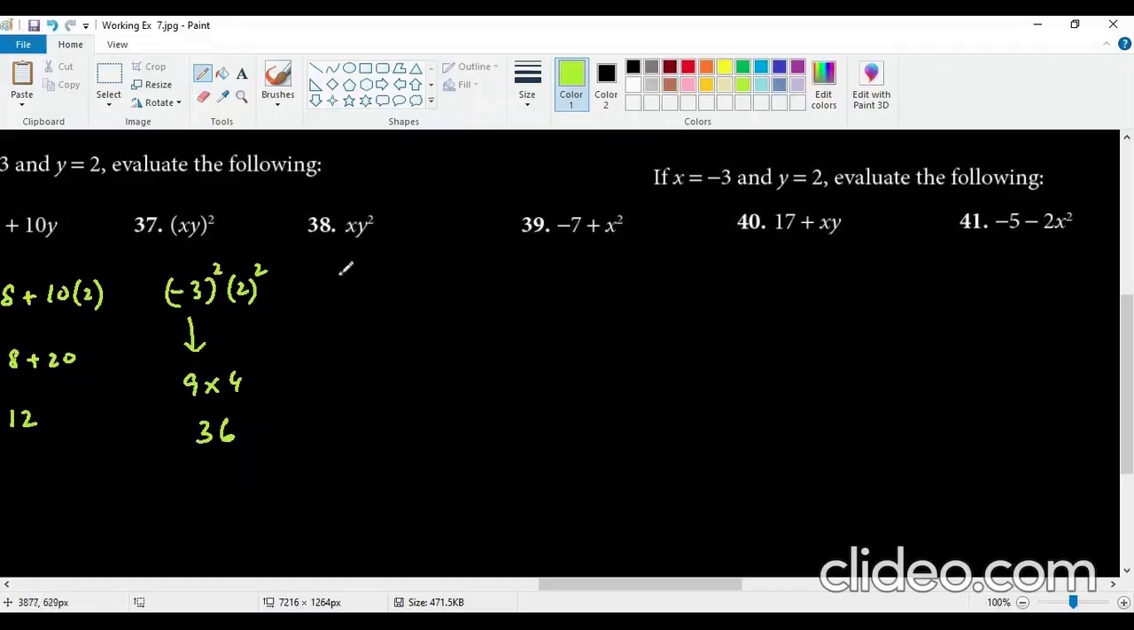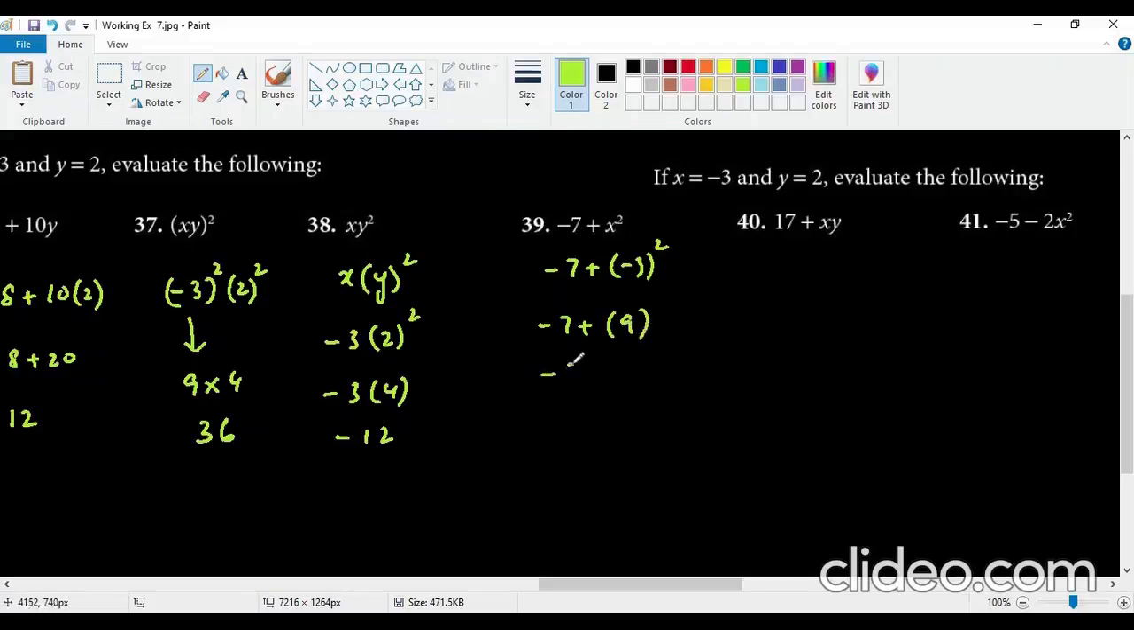Now in the next one, 38, the value of x is going to be itself only and y is multiplied by itself. So y is multiplied by itself like this. So the value of x is negative 3 and 2 is multiplied by itself. So negative 3 times 4 is going to give you a negative 12 as an answer. Now minus 7 plus minus 3 square. So minus 7 plus, and this is going to be a plus 9. That means minus 7 plus 9 is going to give you a plus 2 as an answer.